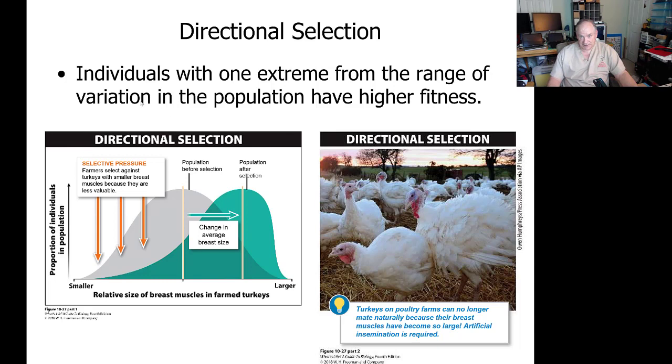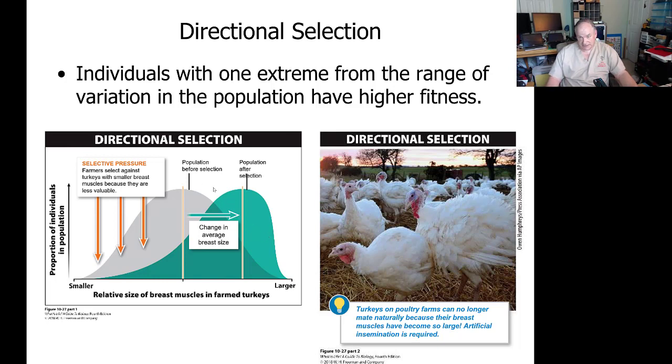In directional selection, individuals with one extreme from the range of variation in a population have higher fitness. So breeders may select the breeding of birds that have larger breast size. In other words, that would sell more. It would be heavier on the scales, and you'd pay more at the register, because the larger, the more meat. And this is very common. This is what Purdue and all them do. They actually raised a super chicken that had a lot of breast meat, but the problem was the legs. The weight of the bird couldn't be supported by the legs, and the legs would break. They go down and they get sick, and that wasn't a good idea.